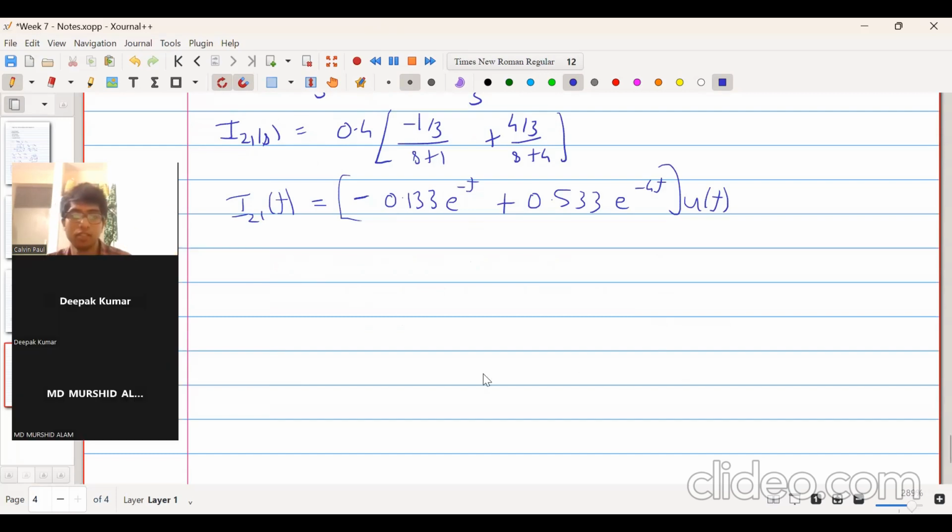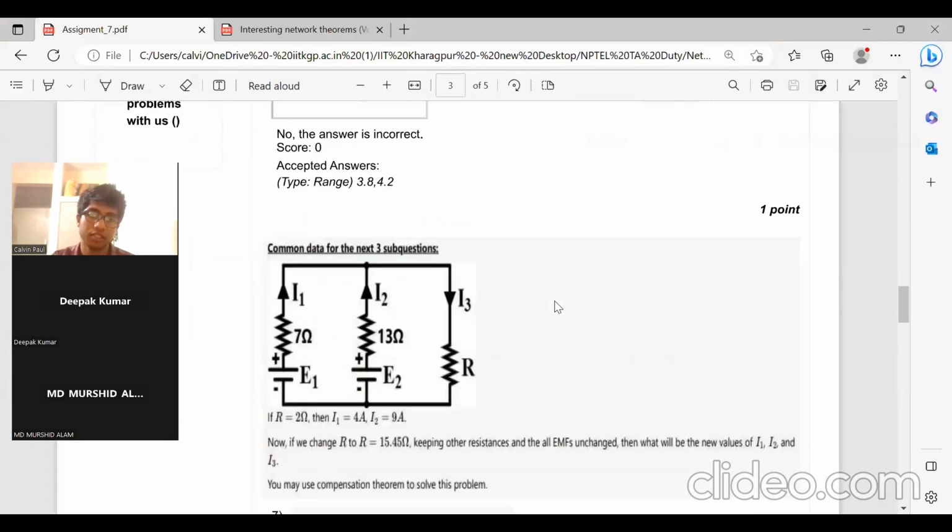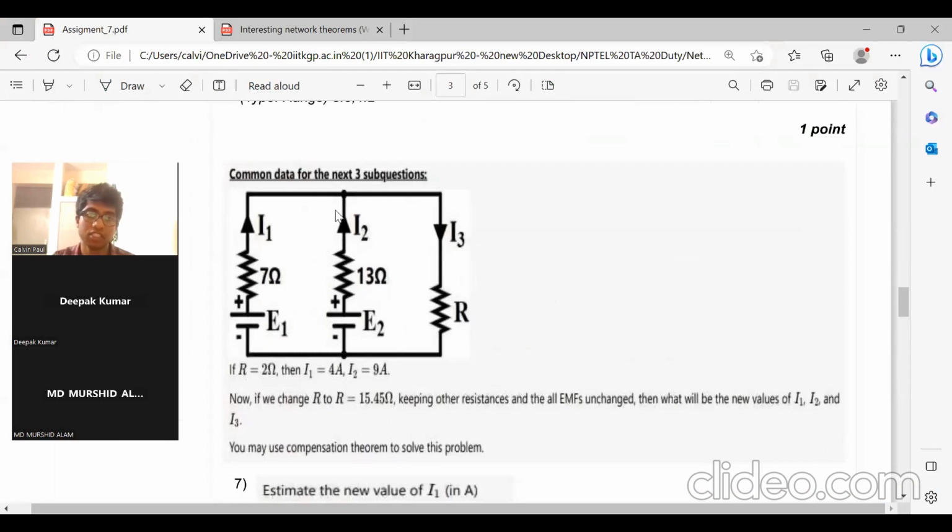Okay, so we will continue with the next sum. In this sum, what they're asking is, there's this network over here. There's a voltage source E1, E2, 7 ohm, 13 ohm. I1 was 4 ampere, I2 was 9 ampere. Now there's some resistance R, then I3 will be 4 plus 9, which is equal to 13, initially.